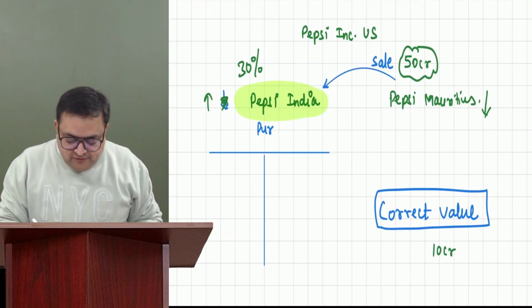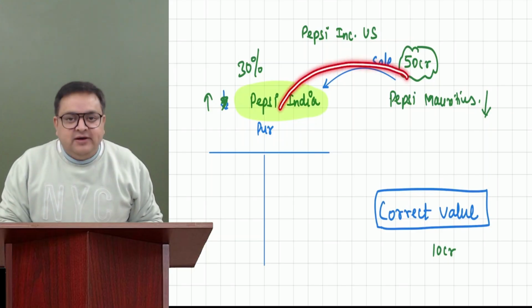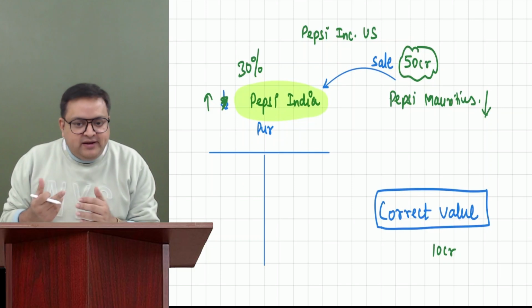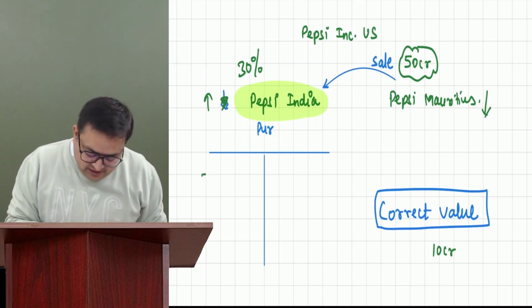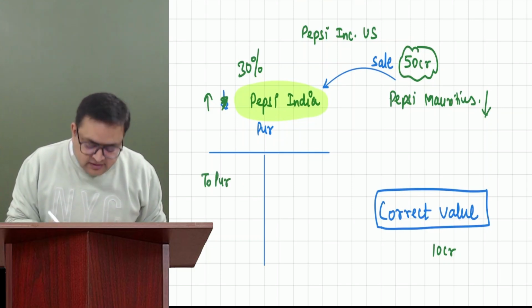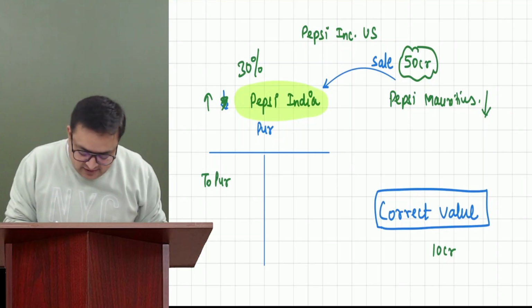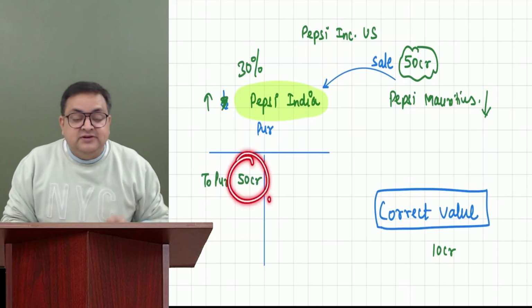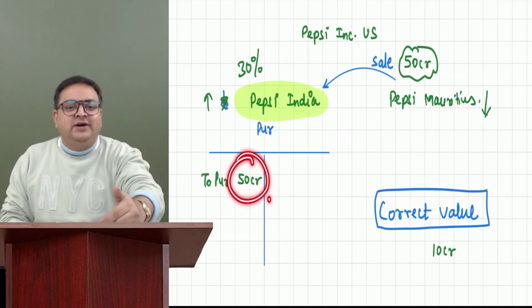Why? See, what will happen if they transfer at 50 crore? In India, the correct value should be 10. But what we were doing is, the Indian enterprise was recording it at 50 crore. And if we increase our expenses, it should be 10. But we have recorded it at 50.